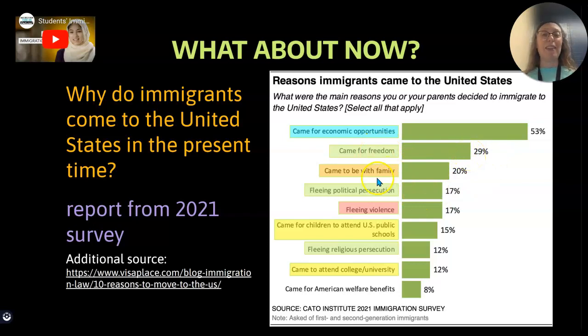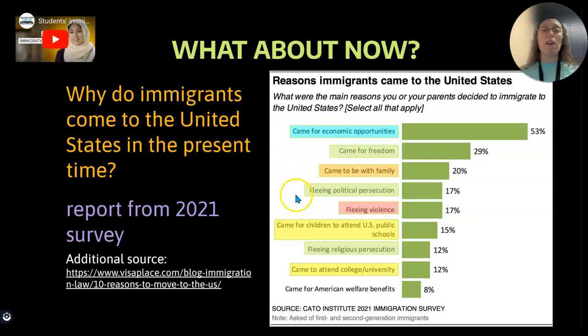How many is that? Coming to be with family. This is a common reason that people come. Actually, about a quarter of immigrants come because they want to be with family. So these first three are all pull factors. Coming for economic opportunities, which would be like jobs, to make more money. Coming for freedom, that's a pull factor. Coming to be with family, you're pulled there by your family.